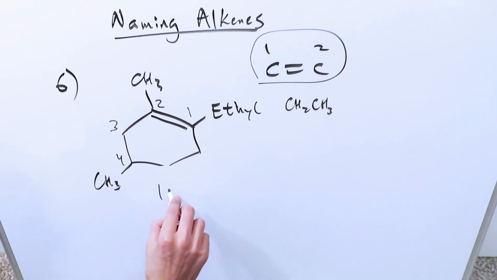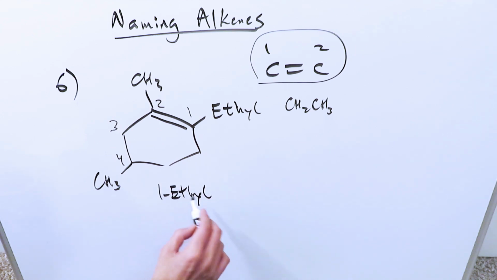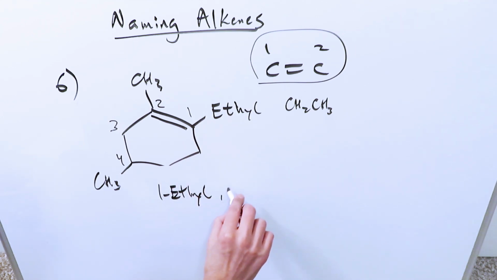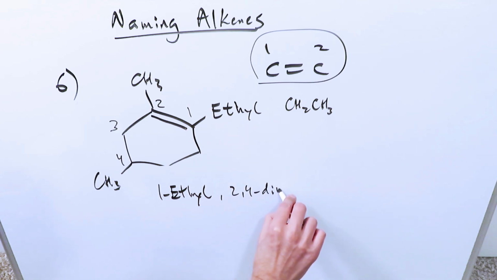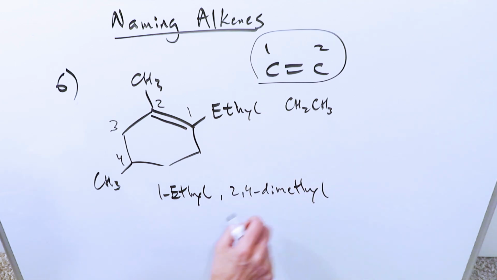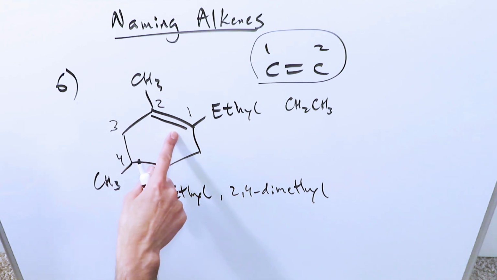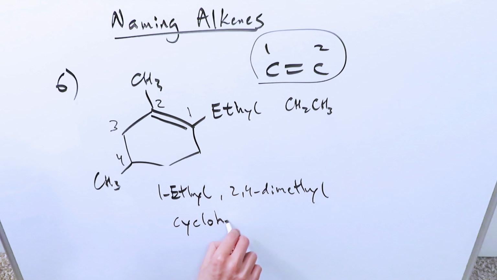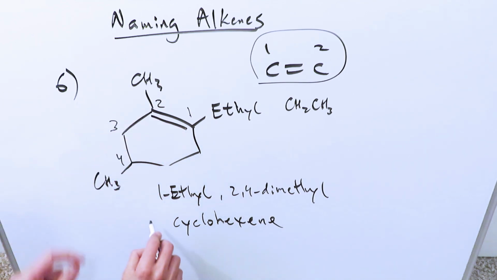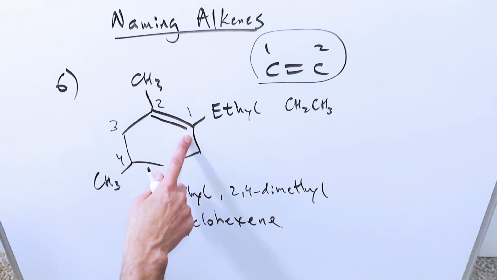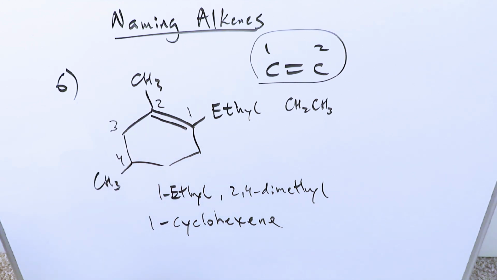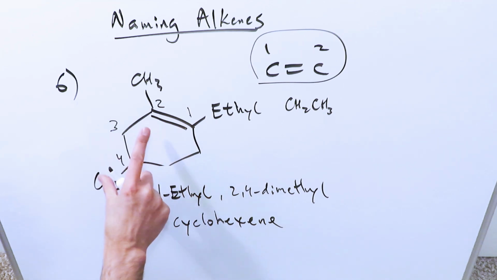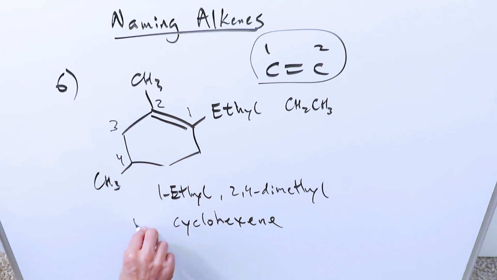You're going to say here you have 1 ethyl. The ethyl group CH2CH3 is on carbon 1. You have over here 2,4-dimethyl because the methyl groups are attached to carbons 2 and 4. How will we call this in terms of the alkene and the cyclohexane? We'll say cyclohexene. Do I have to say I have a 1 cyclohexene to show that the carbon double bond is on 1? No, you don't, because if I'm not putting a number over here, it's assumed it was on 1. 1 ethyl, 2,4-dimethyl cyclohexene. This will be a correct name.